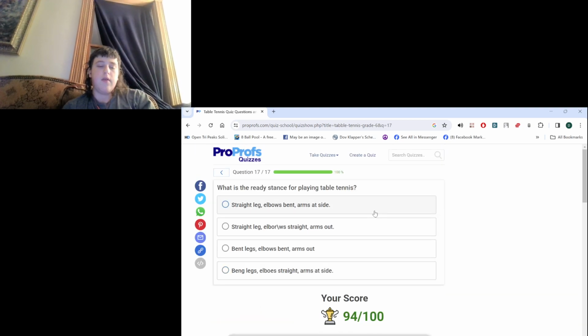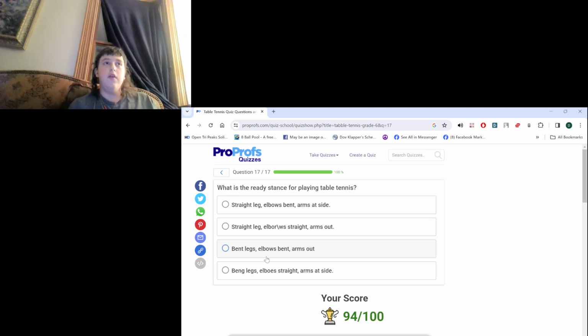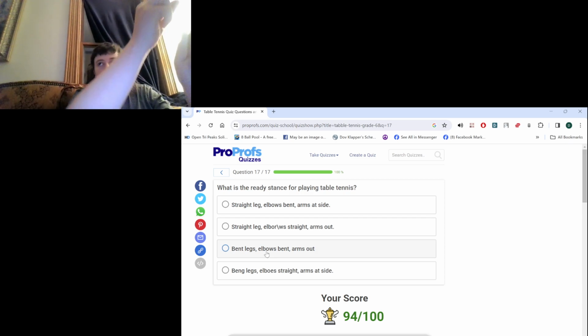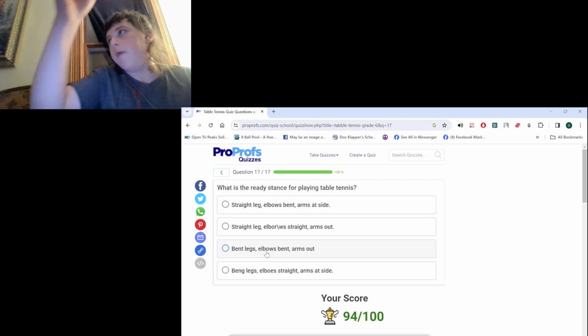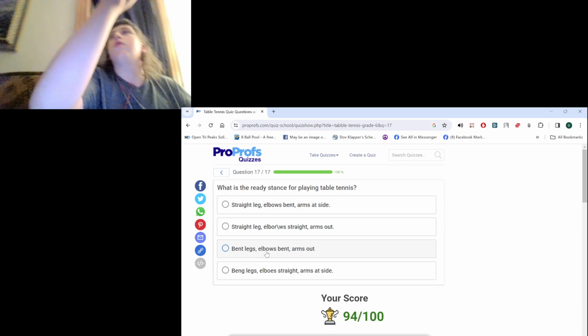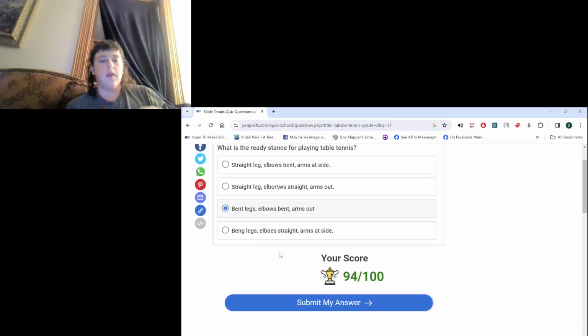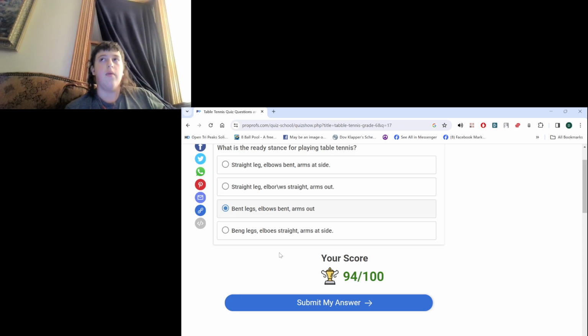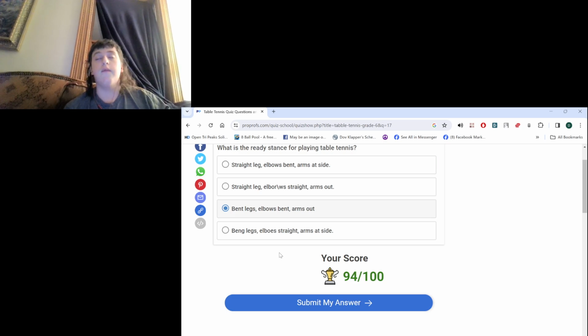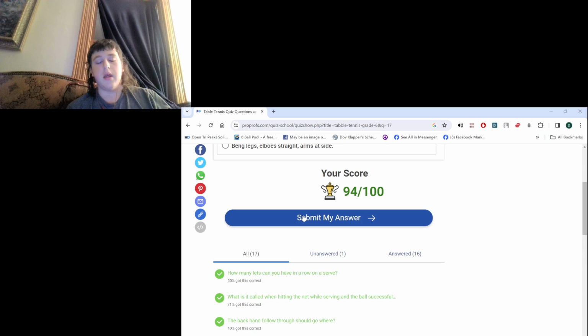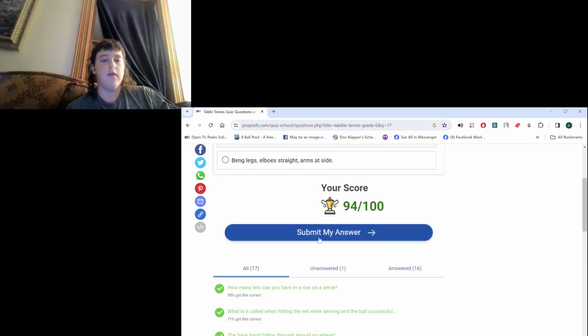What is a ready stance for playing table tennis? So, bent legs: you always want to bend your knees and be on the balls of your feet so you can always move. And your arms want to be out in front of you so you can swing backwards, swing forwards. If your arms are at your side, you have to go up, then swing forward. So it's good to be in the ready position with your arms up, ready to swing. But I would argue one of the most important parts of the stance is also the feet and the positioning, where your non-dominant foot is out and forward, so you can always pivot. But I suppose that's a matter of debate.